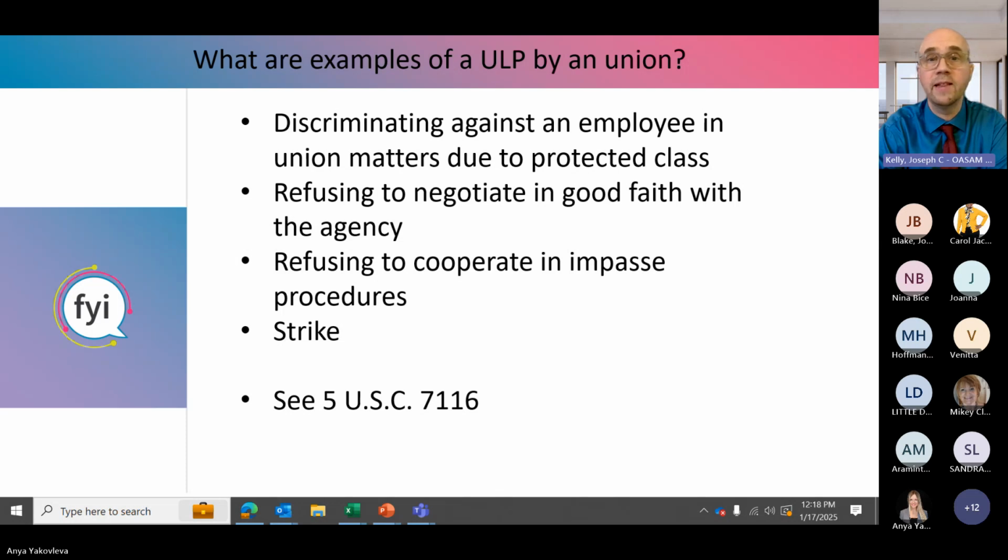If you've ever been at the bargaining table with the union, you know that there are times when neither party behaves in the best light. So I think it's good that ULPs go both ways as far as negotiating in good faith. Refusing to cooperate in impasse procedures: once again, the union's obligated to cooperate. And going on strike is also an unfair labor practice.